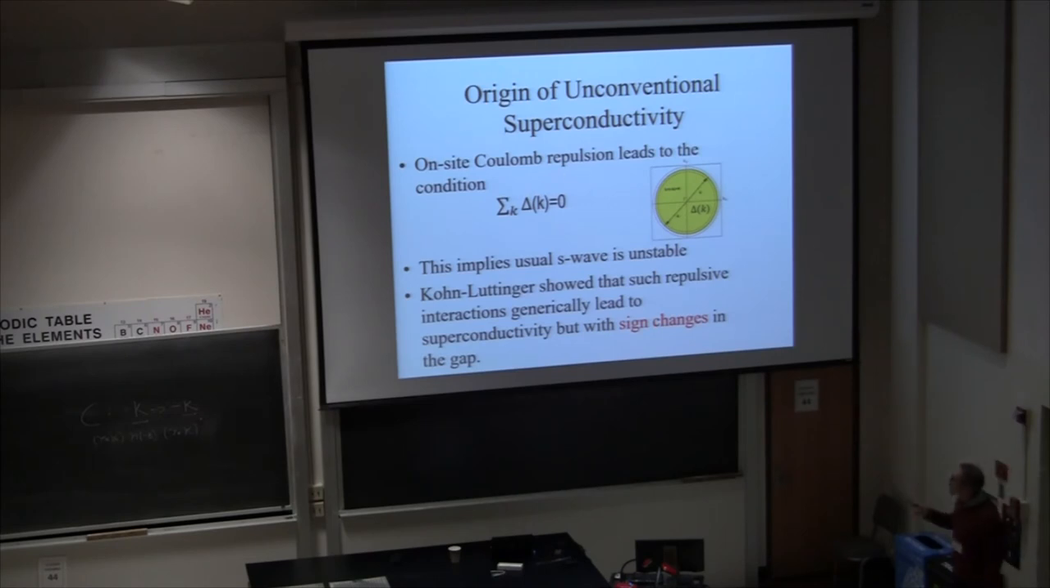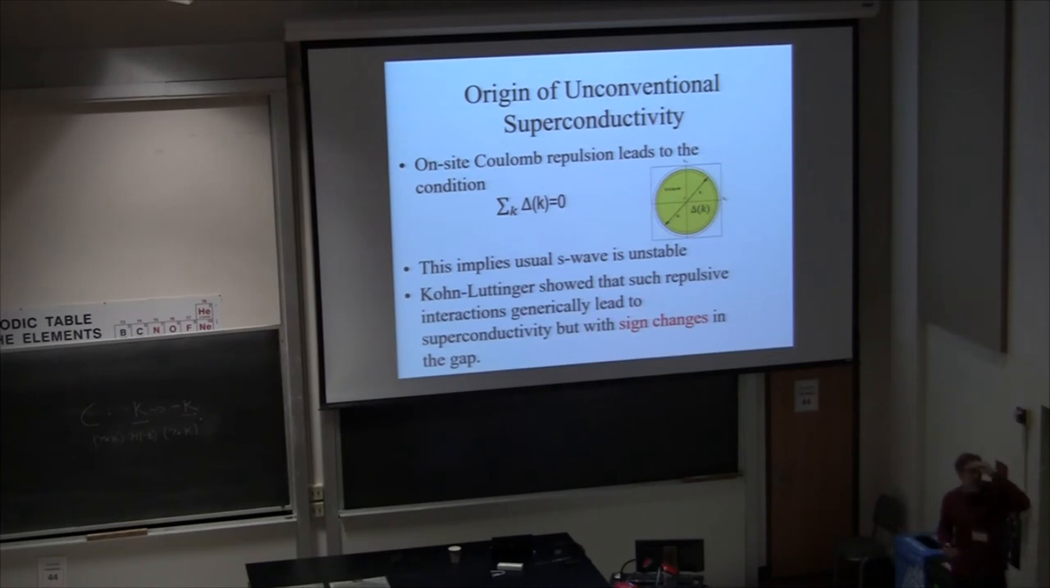And if you remember, in the previous pictures, I was showing you a superconducting gap that forms all around the Fermi surface. So here, just to be clear, delta of k refers to a gap, to a Cooper pair formed between this electron and this electron. And now this gap can depend on k as we move around the Fermi surface. So in the previous case, I had what is known as an S-wave superconductor. In that case, the gap was constant all around the Fermi surface, and so this condition is clearly violated. The sum over k, delta of k, is not zero, it's some finite number. So what that tells you is that this Coulomb repulsion means that the usual S-wave superconductor is unstable.